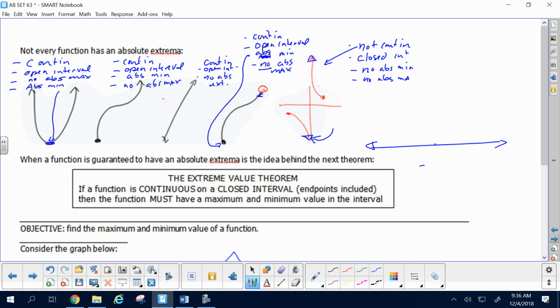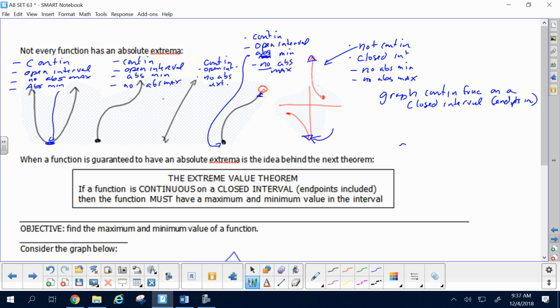Okay. Now then, it seems like if I don't have endpoints, then it could go forever, and that seems to be a problem. So open intervals seem to be a problem. Also, even when I have endpoints, if it's not continuous, I seem to have a problem. So then the point is this. What if you were to graph a continuous function on a closed interval? And closed interval, again, I'll remind you, means the endpoints are included.